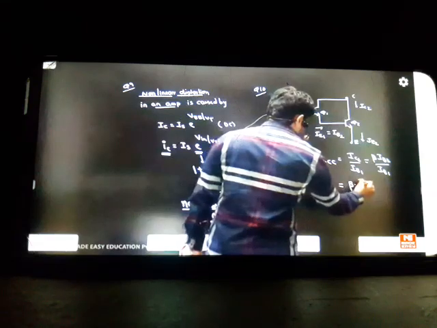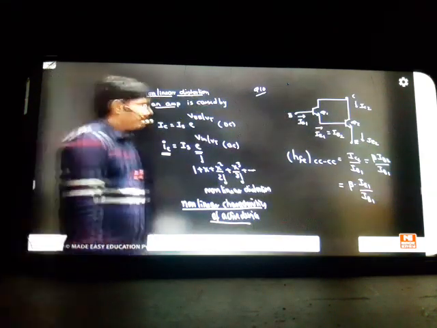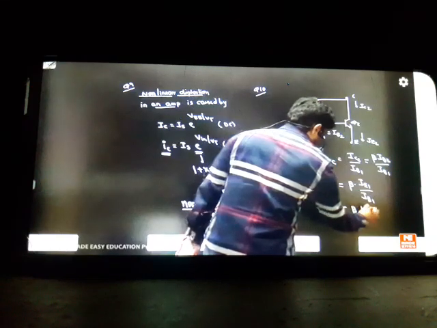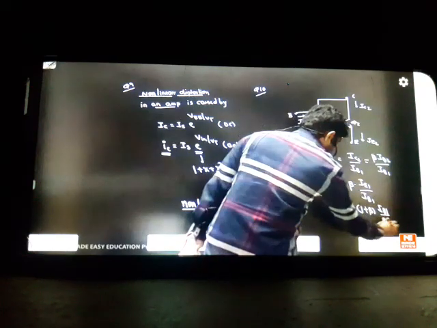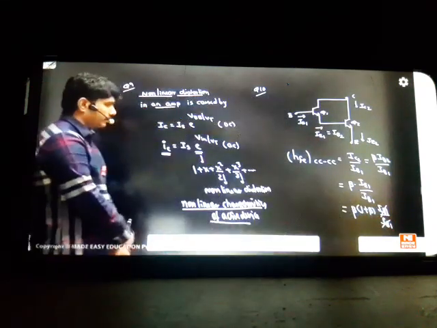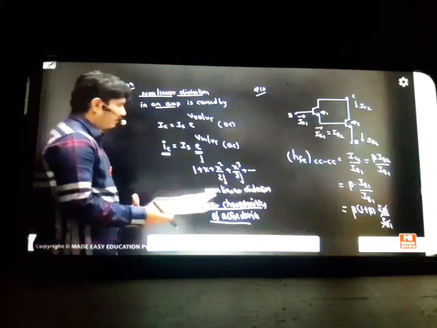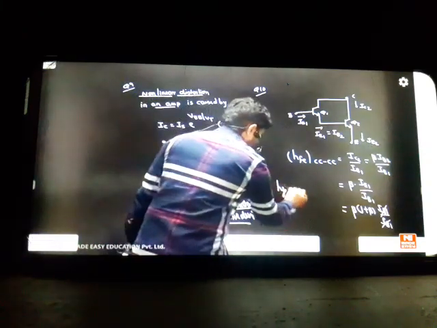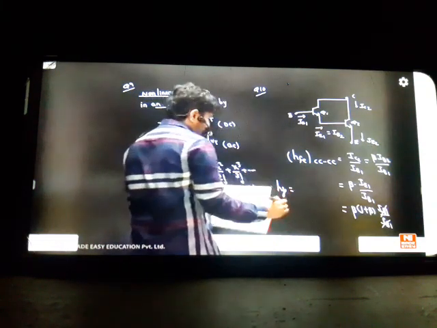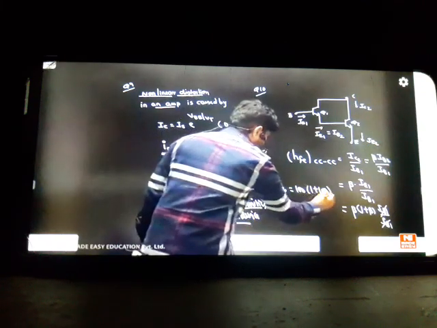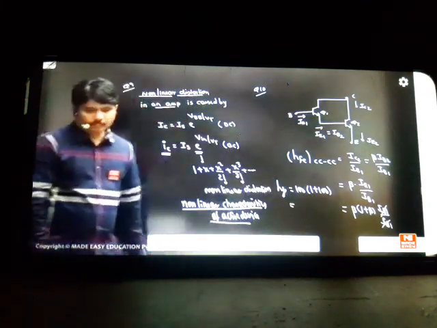So beta times of IE1 by IB1. IB2 and IE1 are same. But what is IE1 here is 1 plus beta times of IB1 divided by IB1. So I think your HFE of the common collector to common collector is beta into 1 plus beta should be the answer. Beta is given in the problem as 100. 100 into 1 plus 100. So this must be the answer for it.